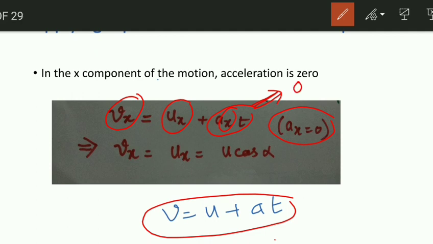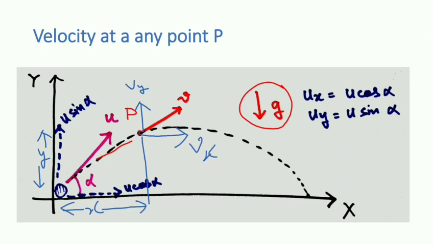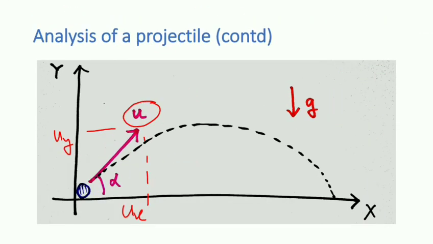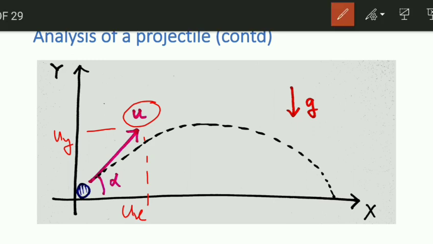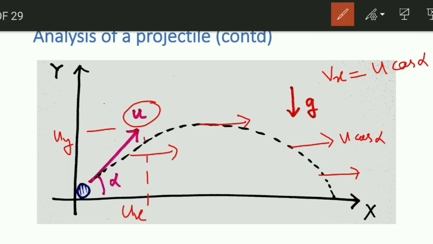So here I can conclude that vx at any point is u cos alpha. So irrespective of the position of the particle, the horizontal component of the velocity always remains constant, that is u cos alpha. Here also we can say it's u cos alpha. Throughout the motion the x component of the velocity remains constant since there is no acceleration.